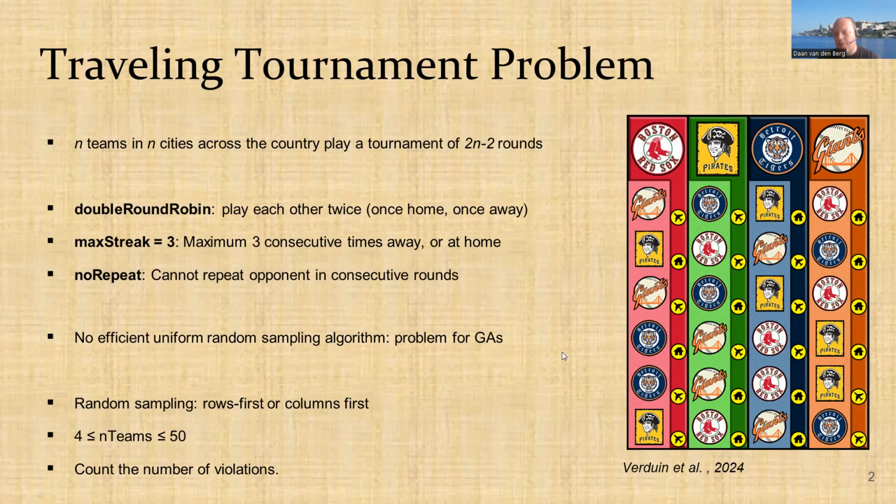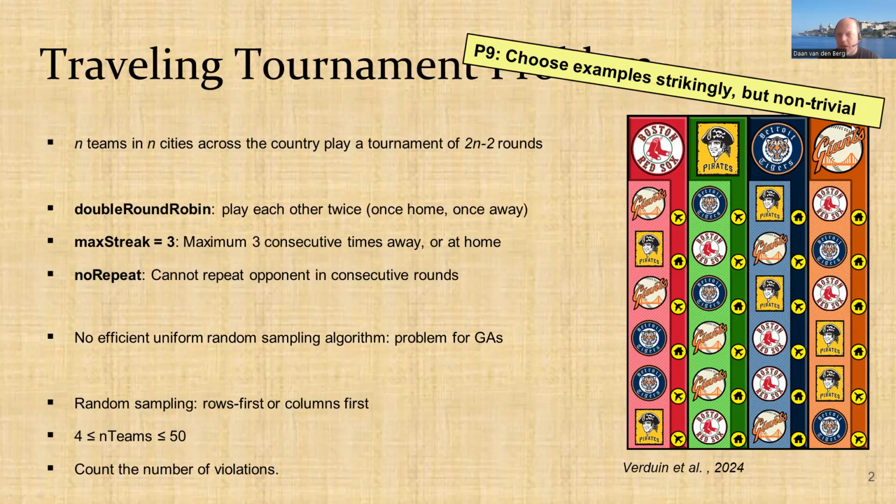But I want you to look at this example first, because there is a thing with this example, and it's principle number 9. And principle number 9 says, choose your example strikingly but non-trivial. And this example is not strikingly chosen. And the reason for it is that what we should ideally have is a constraint violation of every type exactly once, because that makes it the clearest to your reader.